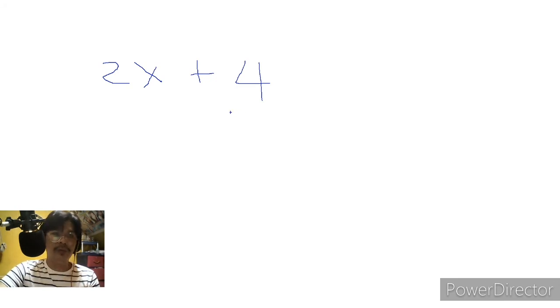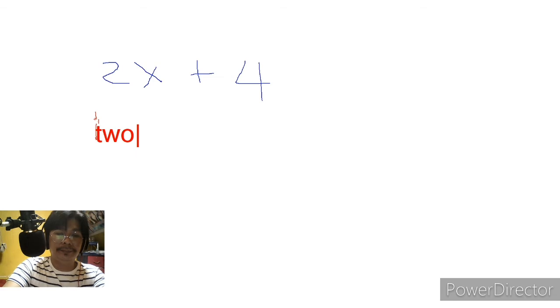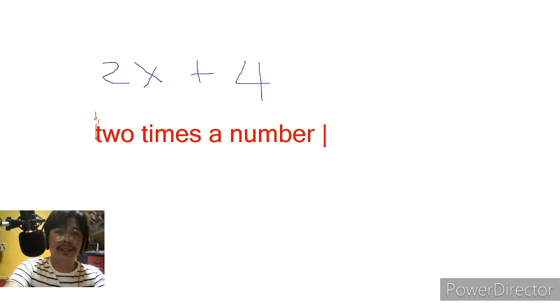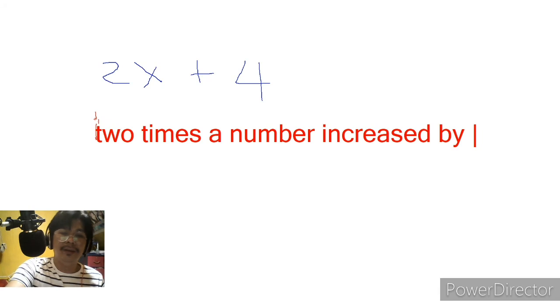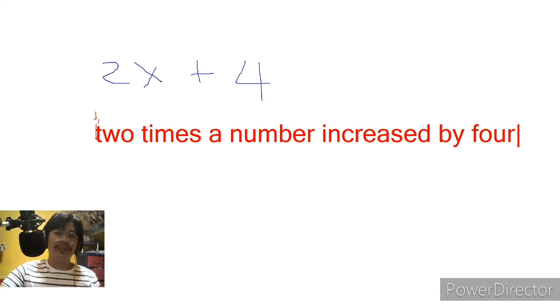So, if we're going to state this verbally, that is simply 2x plus 4. That's it. How about if we're going to translate this into a verbal statement? So we can say that this is 2 times a number increased by 4. So that's it.